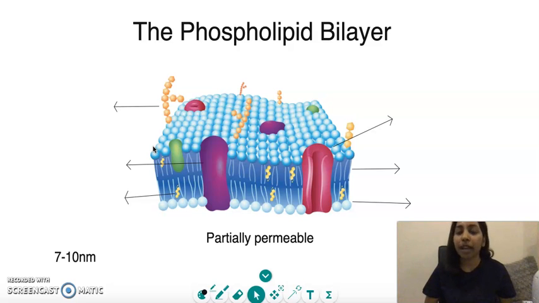So the phospholipid bilayer is what forms cell membranes, and they control what goes into the cell and what can leave the cell. So membranes in the cytoplasm of eukaryotic cells actually separate them into certain compartments, and the entire structure itself is only around 7 to 10 nanometers in width.